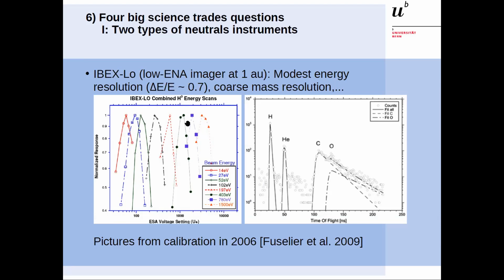In terms of mass resolution, it's really very coarse. If everything goes according to plan, you can discriminate hydrogen from helium from anything heavier, but that's basically it. So you can tell hydrogen from helium, and you can tell helium from whatever heavier there is, but you have normally no chance to discriminate between carbon and oxygen and other stuff. So that's a little bit poor.